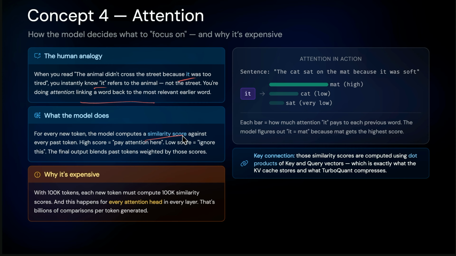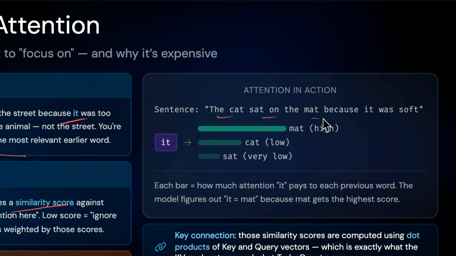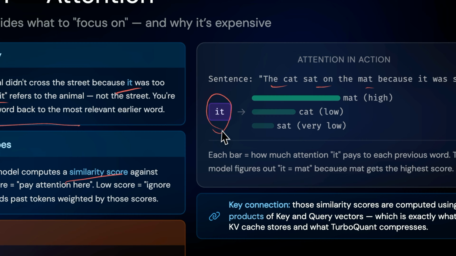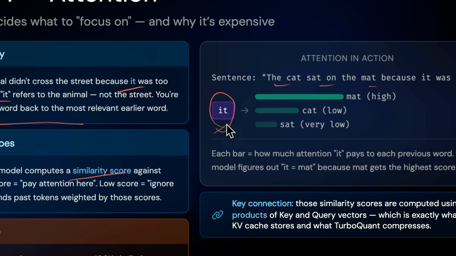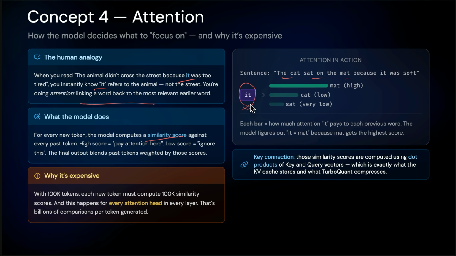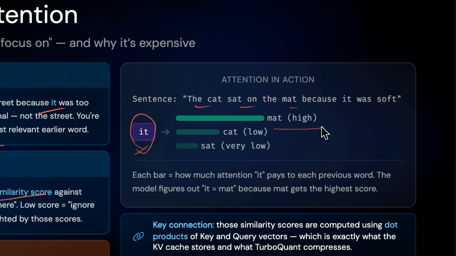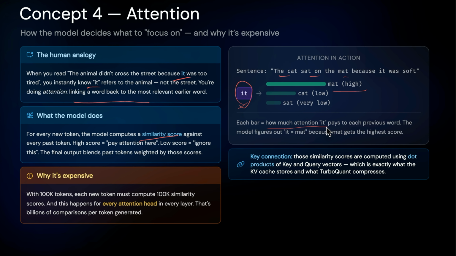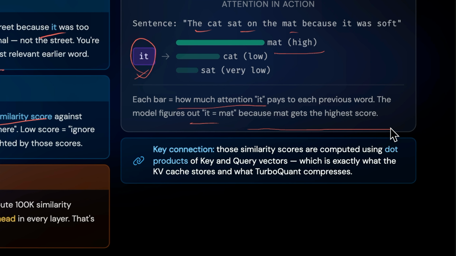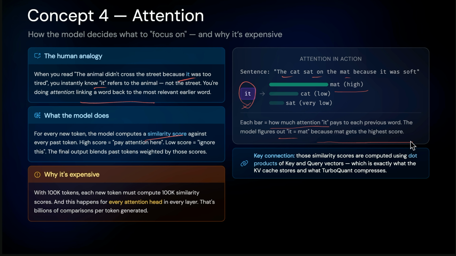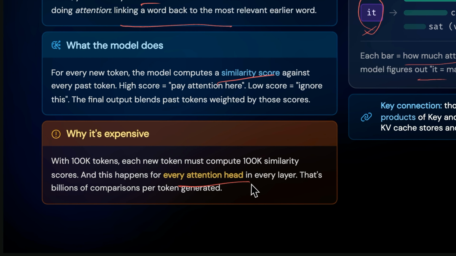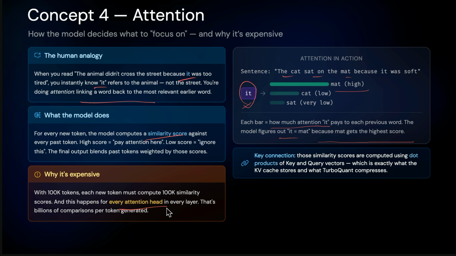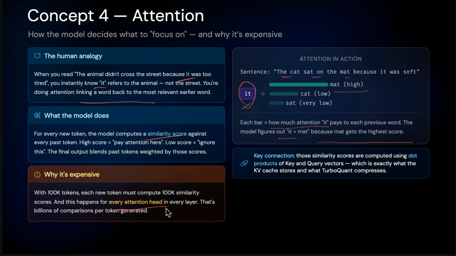For example, consider this sentence: the cat sat on the mat because it was soft. Here when we take the word it and compute the similarity score against all the tokens it saw, the score for mat will be high. We know how much attention it pays to the previous word. So the model figures out that it is equal to mat because mat gets the highest score. Now why is this expensive? With 100K tokens, each token must compute 100K similarity scores, and this happens for each and every attention head in every layer. That means there are billions of comparisons per token generated.